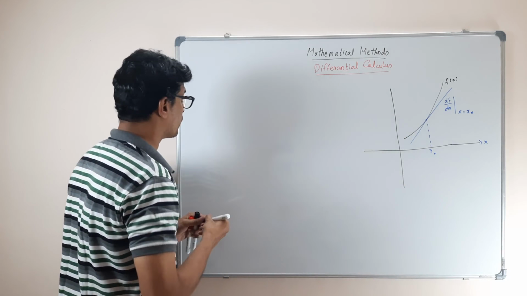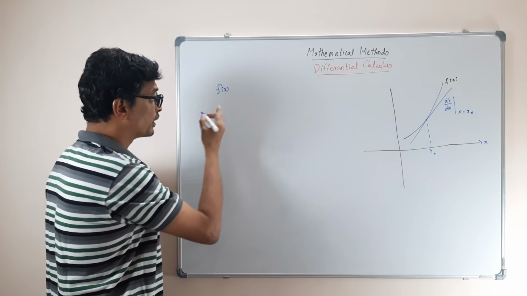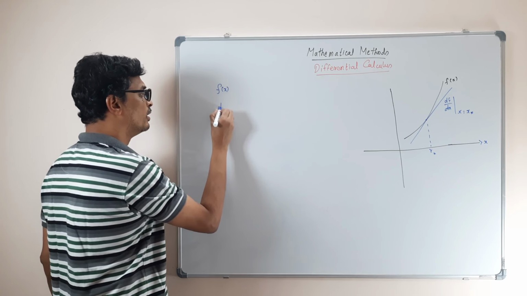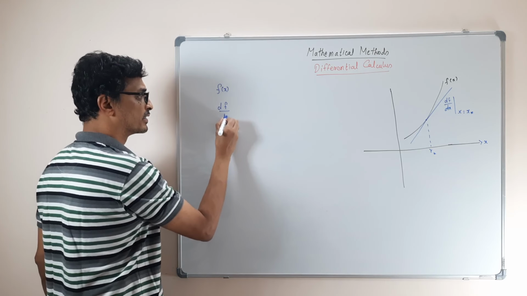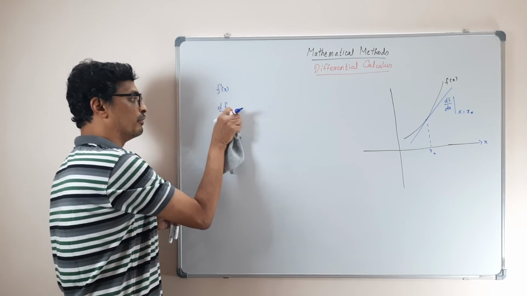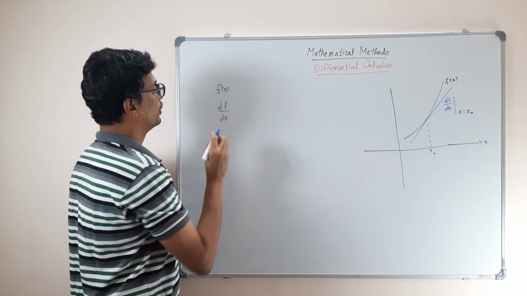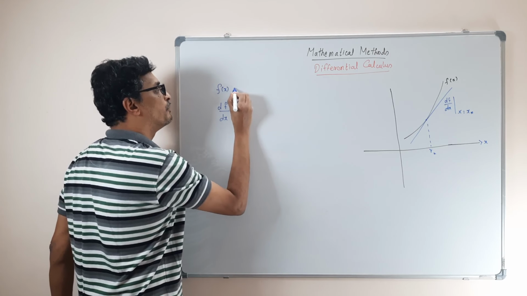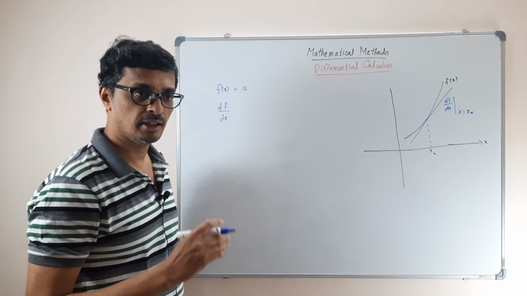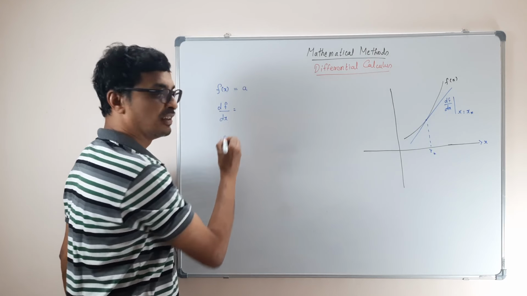If you remember, there was a function f of x, and we are going to take the derivative of the function. What is the derivative of the function? df by dx. That's the derivative. You remember it, right? Suppose f of x is equal to a constant. It is just a constant. Can you tell me what df by dx will be?